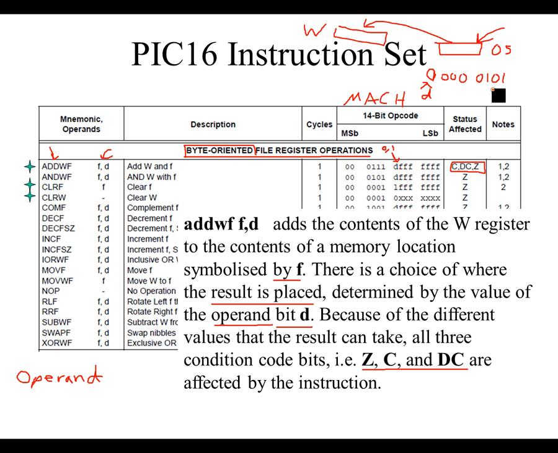Then of course you have to have the 000111 on the front of it. So you have 0 0 0 1 1 1. That would tell you that it's add WF. This would tell you the destination, and this would tell you the address location, which is the 5 here. So that's kind of internally the way it works.